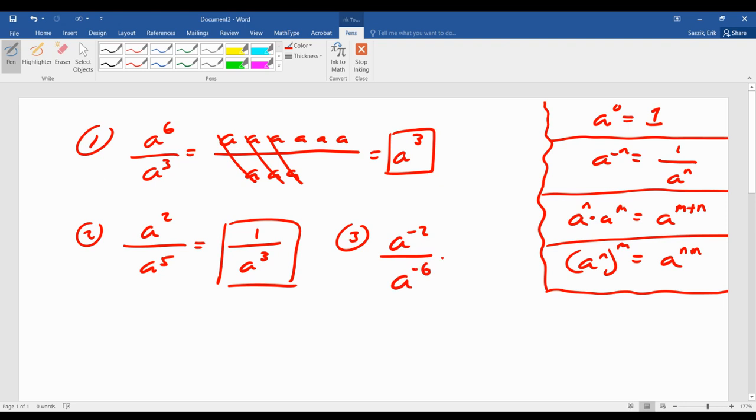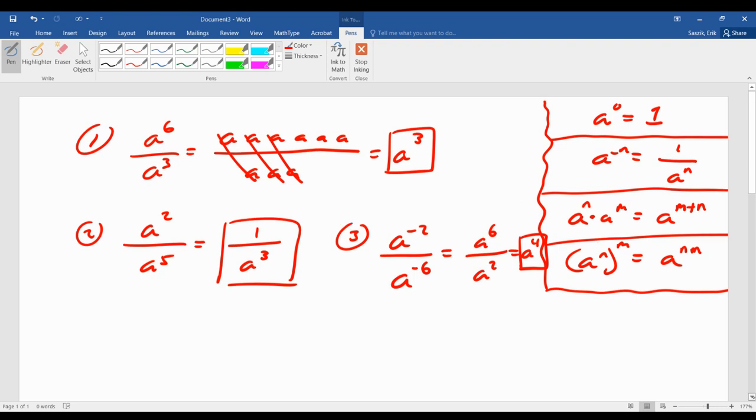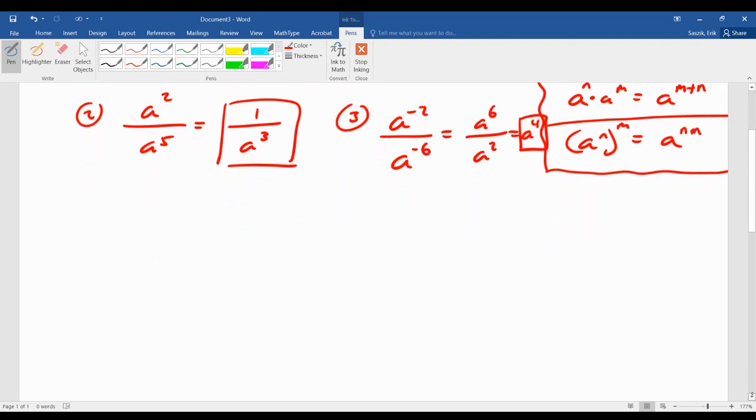Okay, if you have a situation like this, make the exponents positive first. You see, so that -2, that tells that to go down. This -6 tells that to go up. Where do you have more? Up on the top by 4. You see what I'm saying? Make them positive first. Okay?